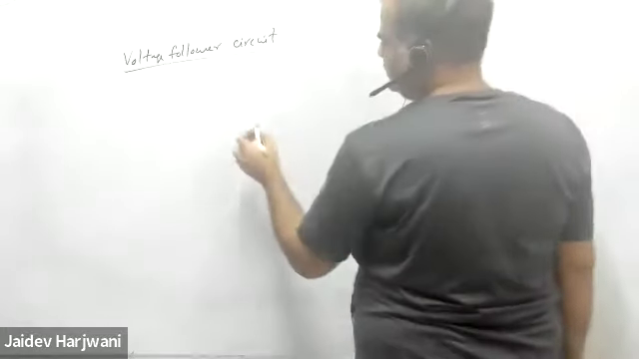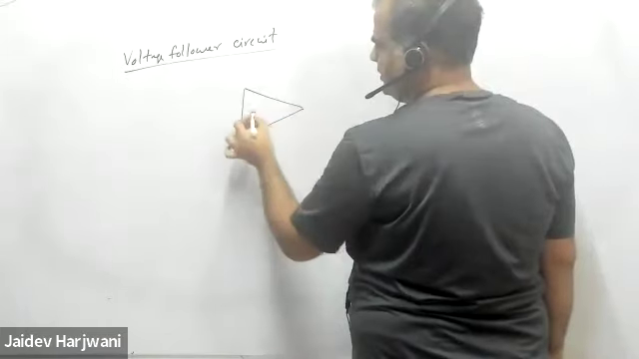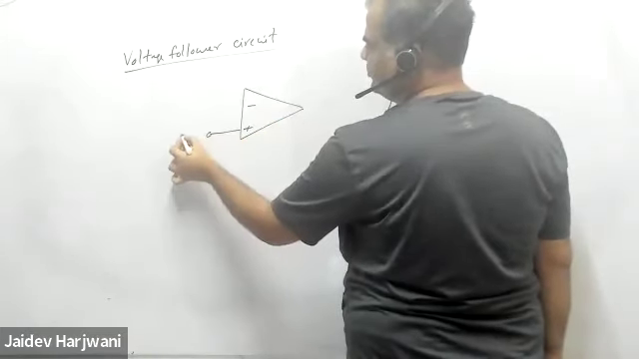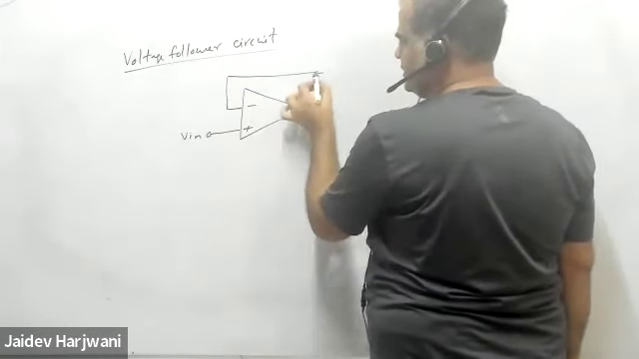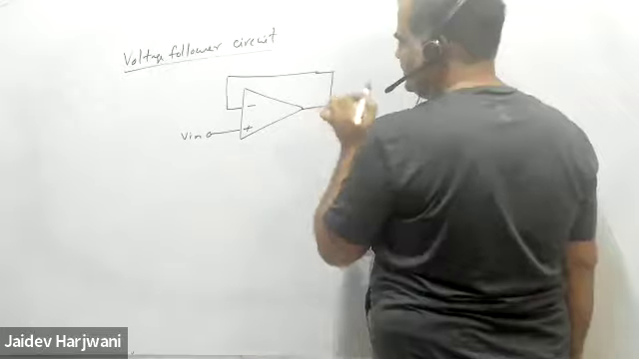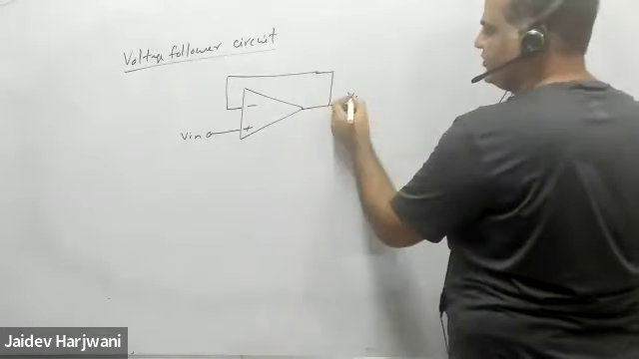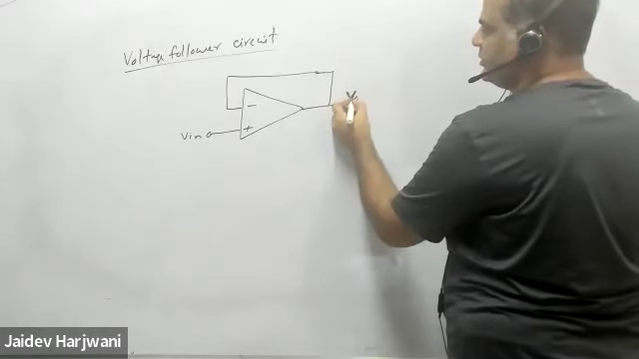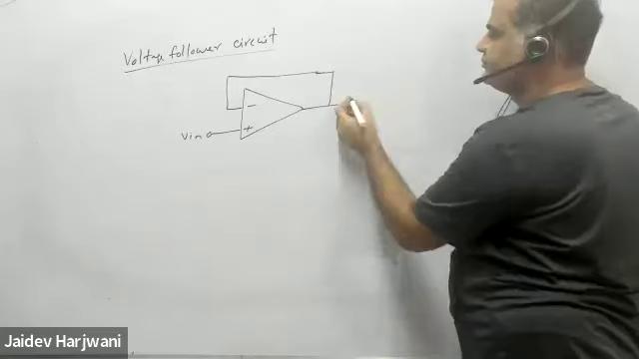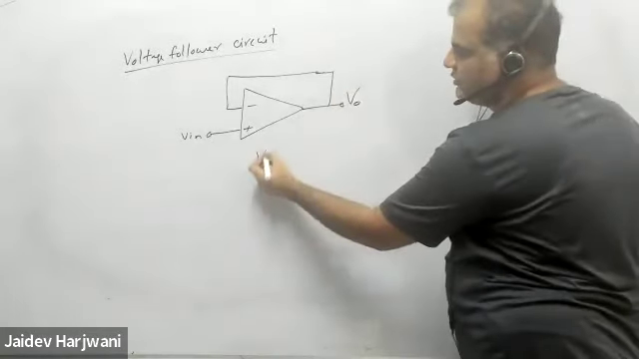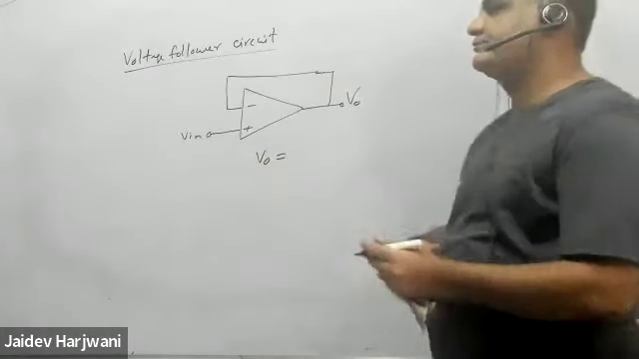That you have an op-amp, you're applying some V input here, and you're measuring V output here. So tell me what is the output value if it is an ideal op-amp? What is the output value? V naught is equal to... what should come?